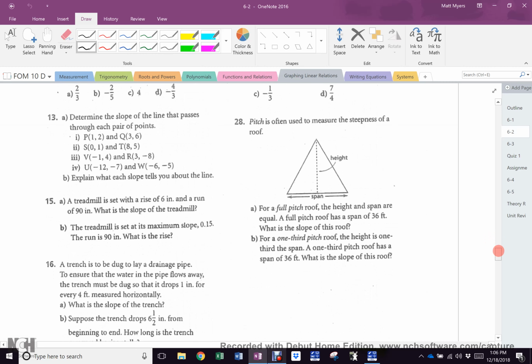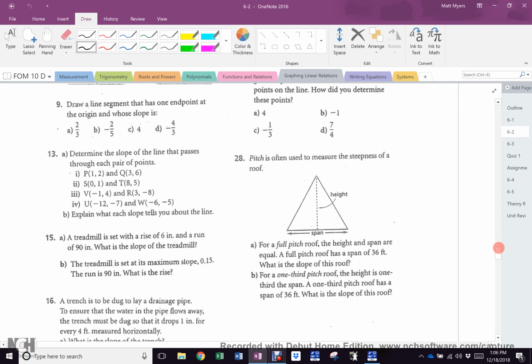On 196, yes. All right, so for a full pitch roof, the height and the span are equal, right? So if this is 10, what's this? 10. Agreed? Okay. So for a full pitch roof has a span of 36 and a height of what?